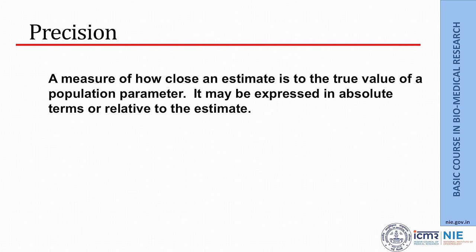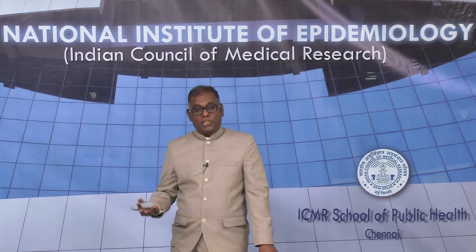Another important concept that goes into the computation of sample size is the precision. By precision, what you mean is a measure of how close an estimate is to the true value of a population parameter. It may be expressed in absolute terms or relative to the estimate. They say plus or minus 10%, or plus or minus 10% of the estimate.